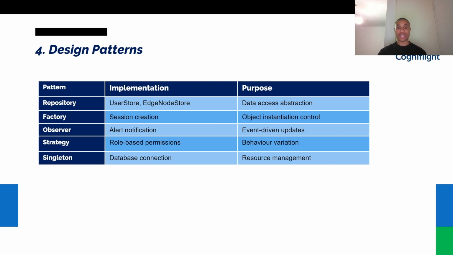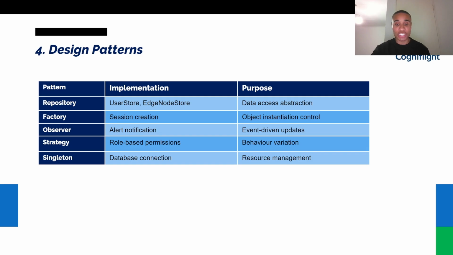Fourth, we have the strategy pattern for role-based permissions. This gives different users access to different features based on their job responsibility. Pilots see pilot relevant information, ground crew sees maintenance data, and administrators have full system access. Each user gets exactly what they need.